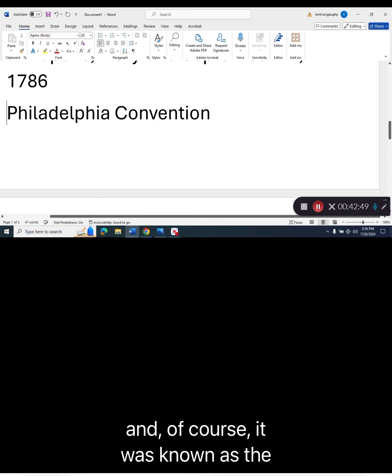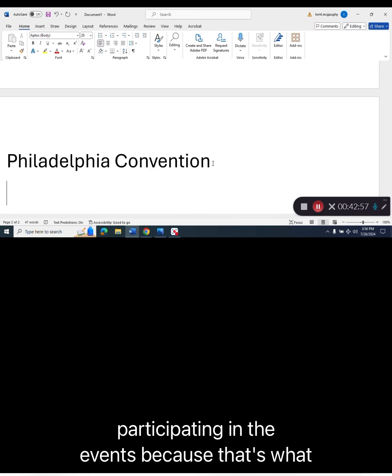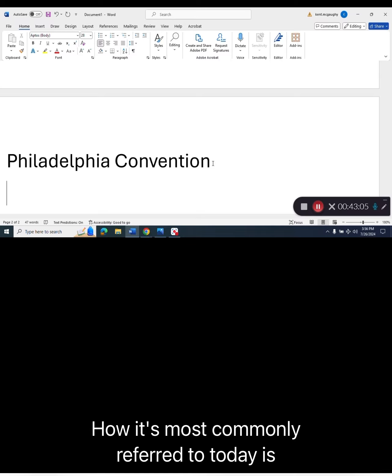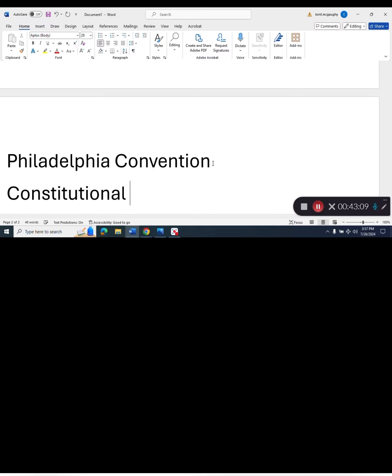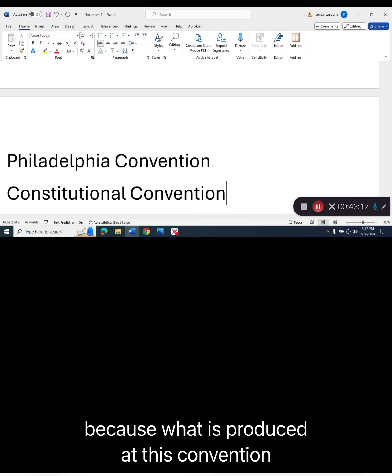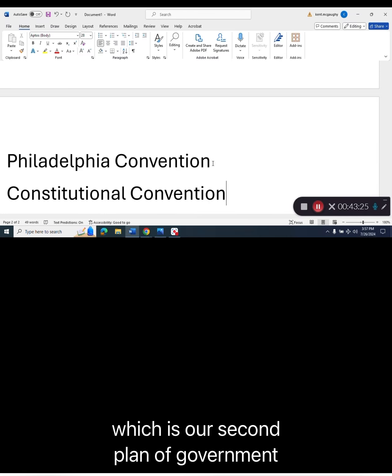And, of course, it was known as the Philadelphia Convention by those who were participating in the events, because that's what it was, a convention held in Philadelphia. How it's most commonly referred to today is it's referred to as the Constitutional Convention, because what is produced at this convention is the United States Constitution, which is our second plan of government.